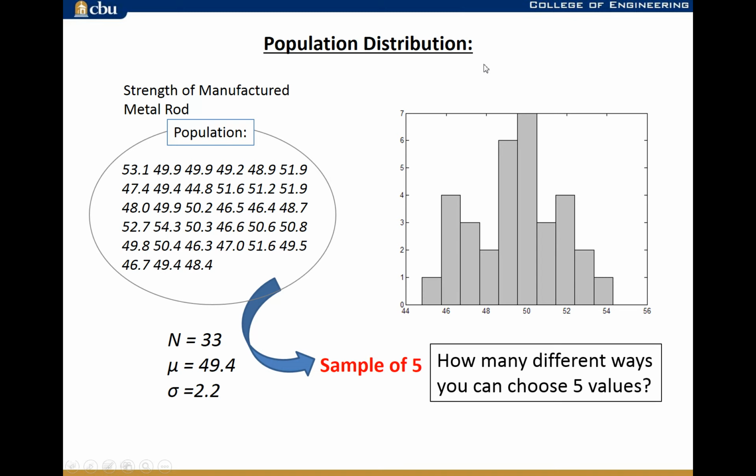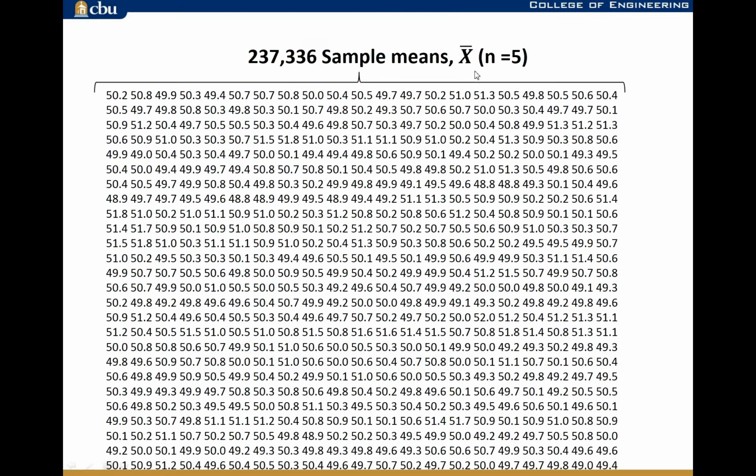Okay, so in this kind of sampling, how many ways can you choose 5 values? Think about it. It's a combination, right? So it will be equal to 33 C5. So you are going to have 237,336 different combinations. So if we got that, and then compute all of the means by using a computer, we call this the X-bar distribution. So that's all of the samples we did.